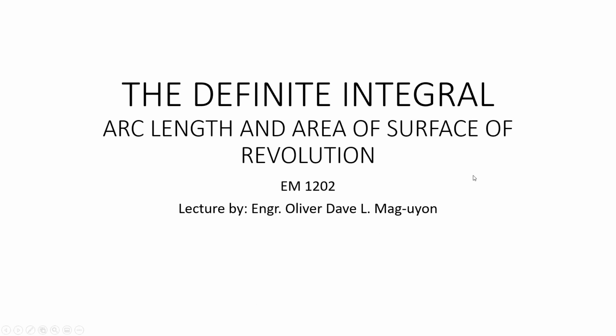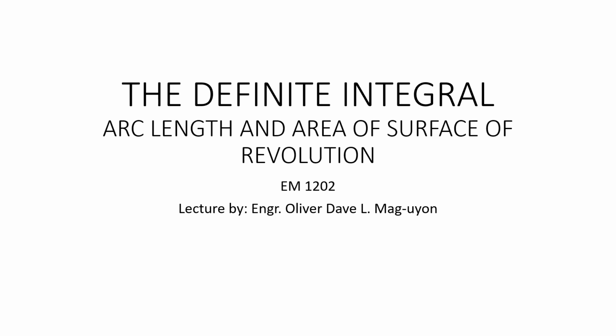So let's proceed to arc length and the area of surface of revolution. We're going to be discussing two topics for this session. It's probably easy because once you understand arc length, the way to solve surface of revolution is just by rotating the arc length 360 degrees about a certain axis of rotation. So it's the same concept as the volume, but what we are rotating right now is just the arc length to create a surface area.